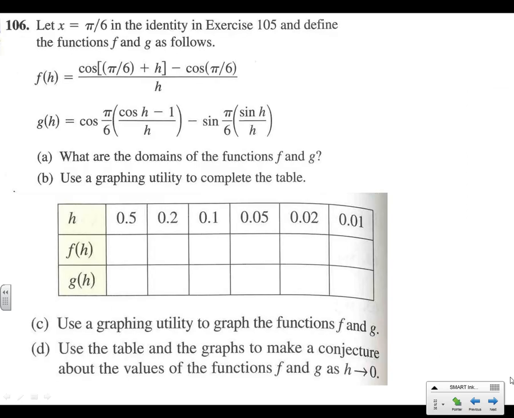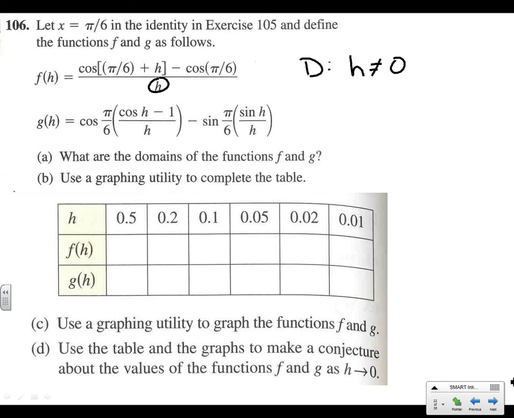Last problem, 106, again, looks lengthy, not too bad at all. Let's start with the domains of the functions. So let's look at f first. We see an h in the denominator, so right away we need to think back. Our domain, h cannot equal 0, can't have 0 in the denominator.